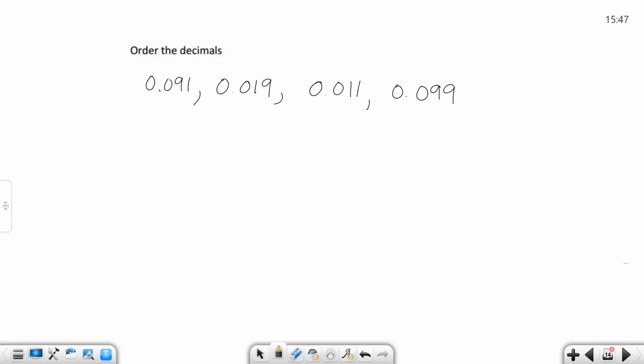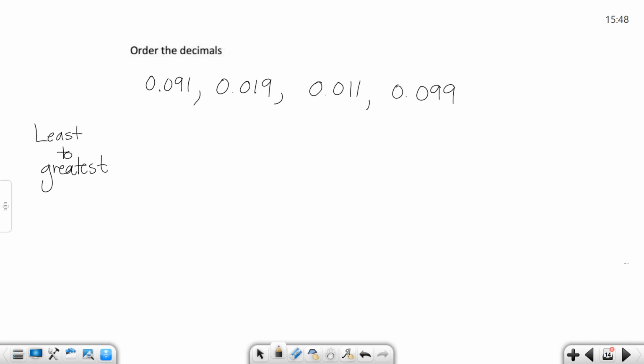Order the decimals. Now be very careful. Sometimes the problem will ask you to order it least to greatest, and sometimes it asks you to order it greatest to least. I'm going to say least to greatest. Now when you're ordering these, it's a little bit easier than the fractions, but you want to look at your decimal places because that's what's important.